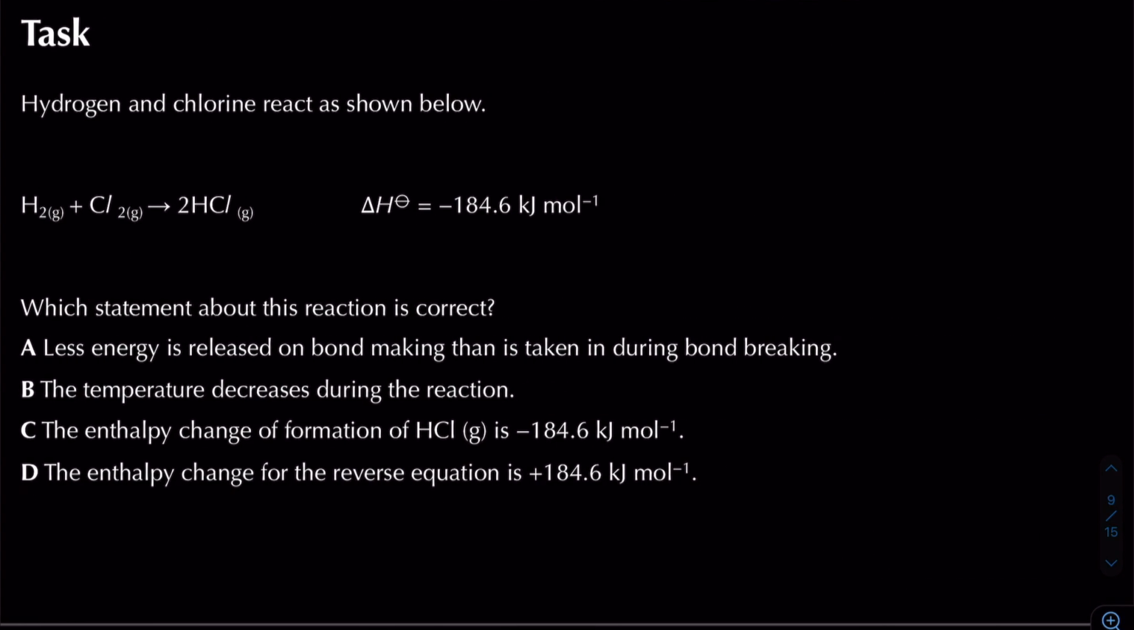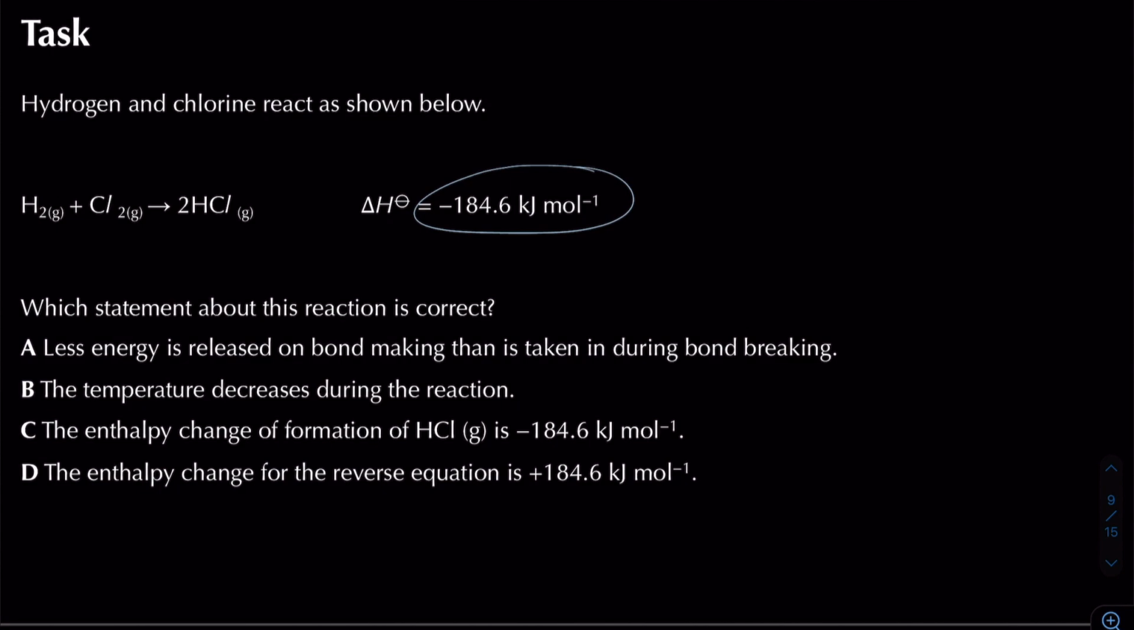So moving on then, I've got another task for you to try. Feel free to pause the video and have a go. So, hydrogen and chlorine react as shown below. Hydrogen reacts with chlorine to form hydrogen chloride. And we've got an enthalpy change, which is going to be minus 184.6 kilojoules per mole itself. Which statement about this reaction is going to be correct?